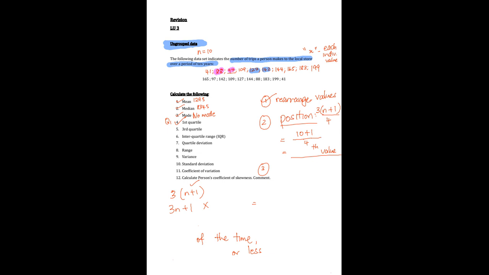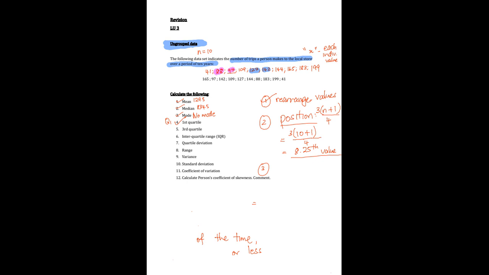So that's your position: 3 multiplied by (10 plus 1). 10 plus 1 is 11, times 3 is 33, divided by 4. That tells you that the position for your third quartile is 8.25. So the 8.25th value is your Q3.